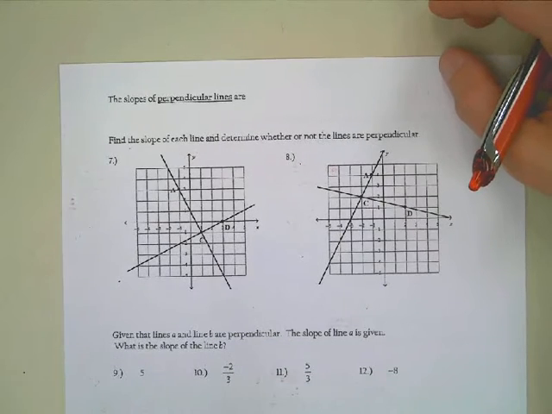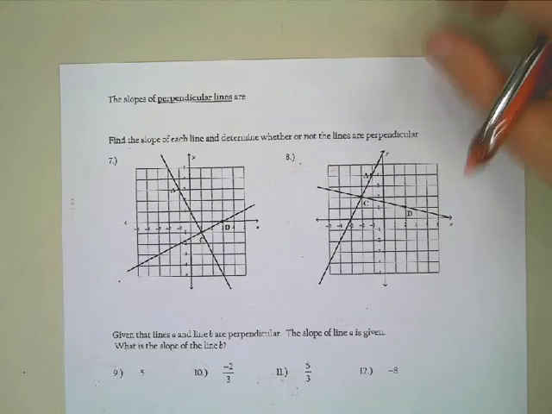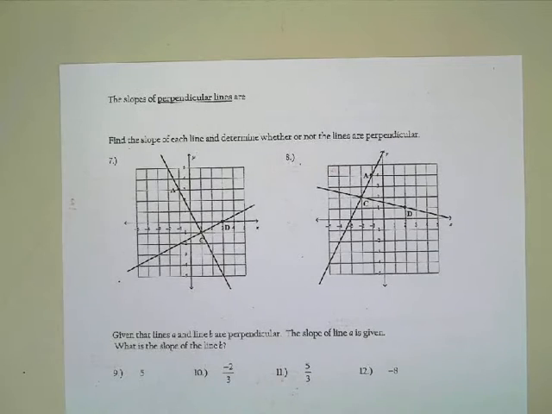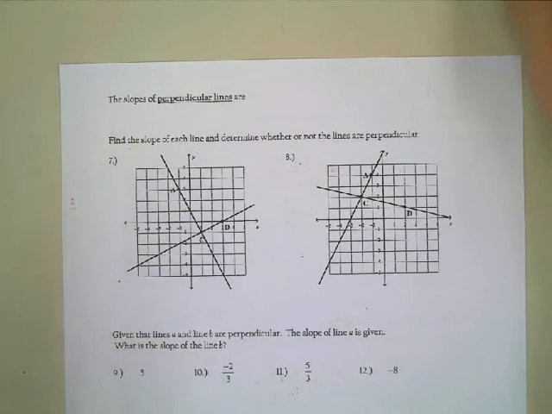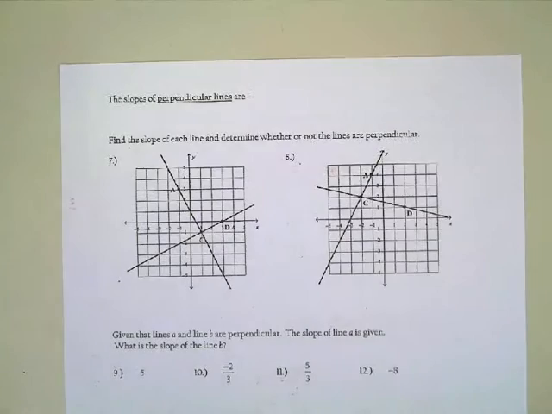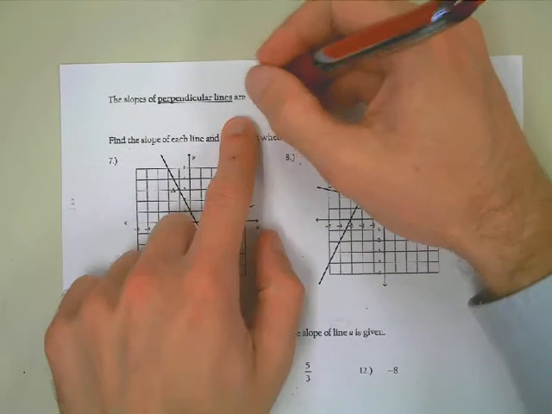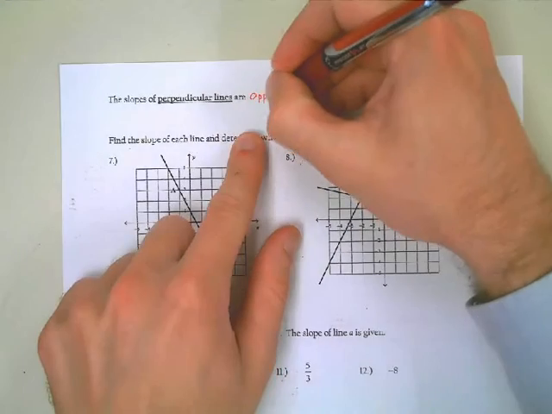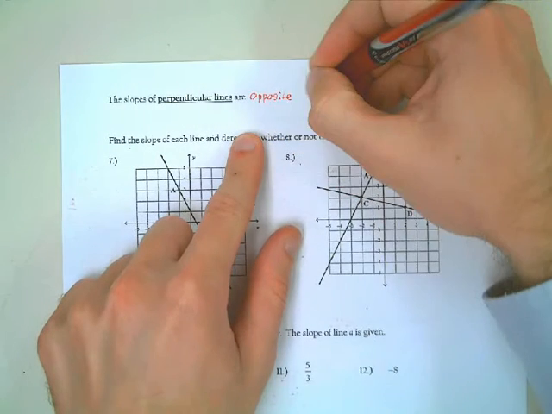So they're going to be opposite. One will be positive, one will be negative. But then if one is positive 1/2, the other one will be negative 2 over 1. So let me write that up here. So the slopes of perpendicular lines are opposite, okay, reciprocals.